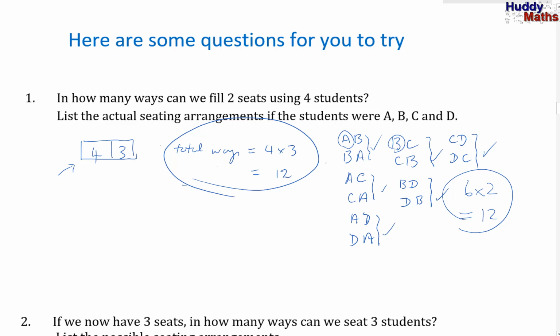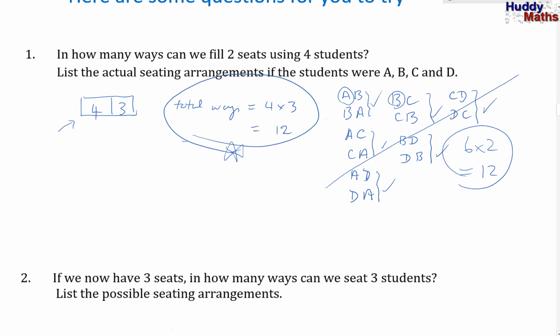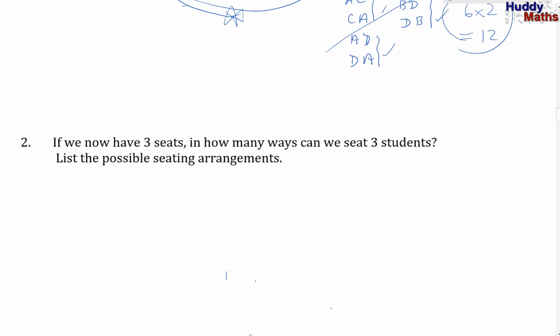Okay. Did you get that? Can you see that we want to remove this approach? It's too time consuming. You could leave stuff out. This is the way to go, the permutation method via using a box and the product principle. What about this little problem here? We now have 3 seats. In how many ways can we seat 3 students?